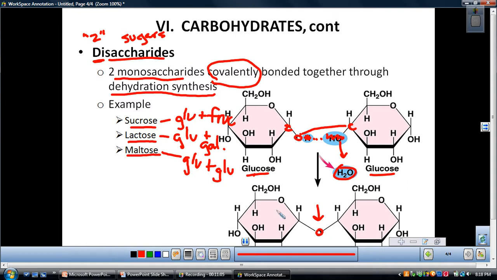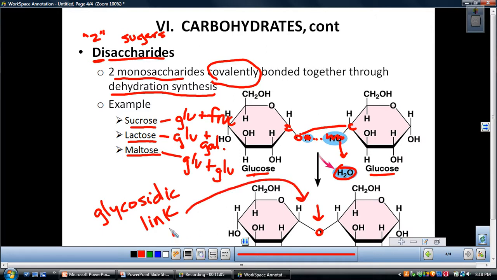That is my covalent bond, and there is a specific name for it called a glycosidic linkage, because it is the specific name of the covalent bond between two monosaccharides, between two monos. So that is another vocabulary term. We call it a glycosidic linkage. It's a covalent bond, but it's the name of the covalent bond that joins between our two monosaccharides. Okay, make sense? All right.